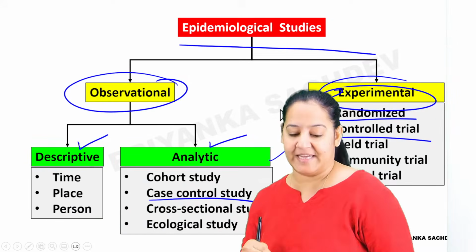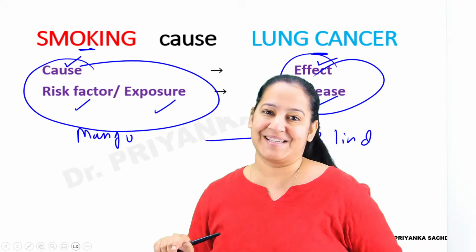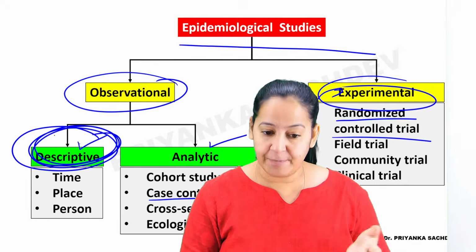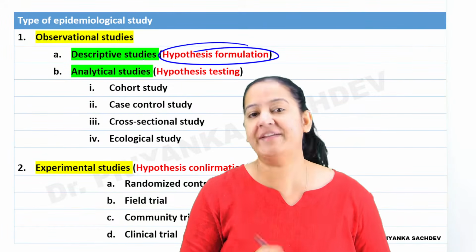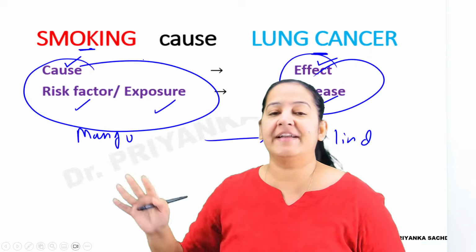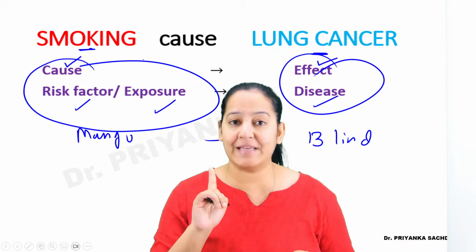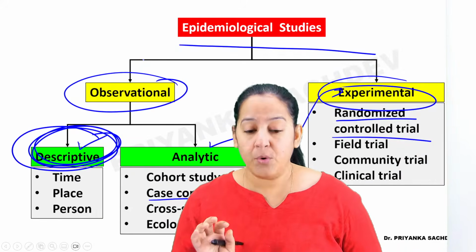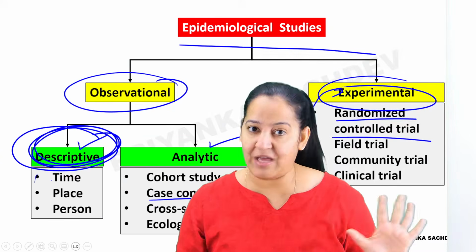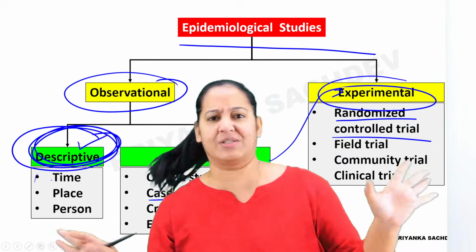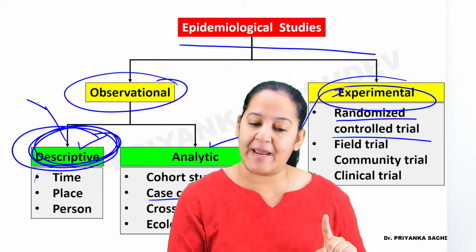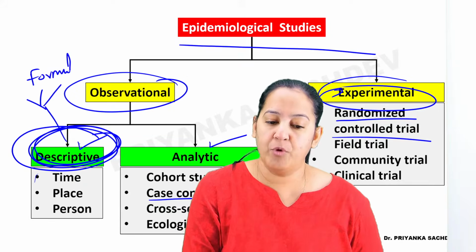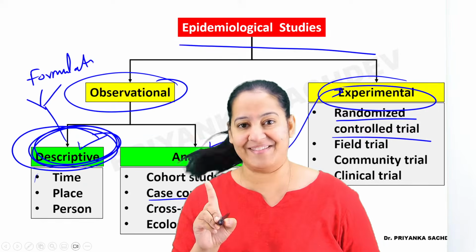If I am the investigator and I want to prove this hypothesis, first of all, I have to perform a descriptive study. In a descriptive study, we formulate the hypothesis. The hypothesis is formulated that smoking how many cigarettes, how many beedis in one day leads to lung cancer in how many years. So there is a hypothesis we will frame. In a descriptive study, we just describe the hypothesis. We don't measure it. We just describe it in terms of time, place, and person, and we formulate our hypothesis. Formulation of hypothesis takes place in the descriptive study. That is number one. Got my point?